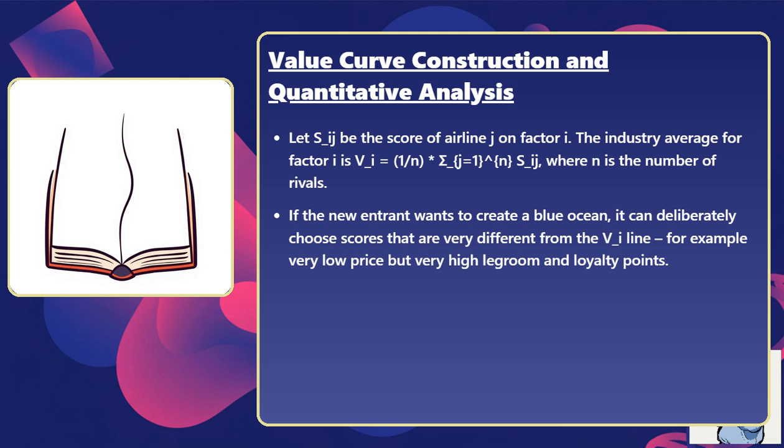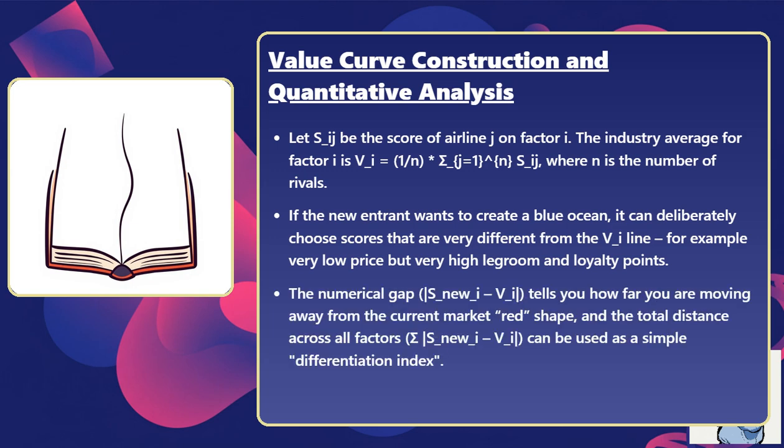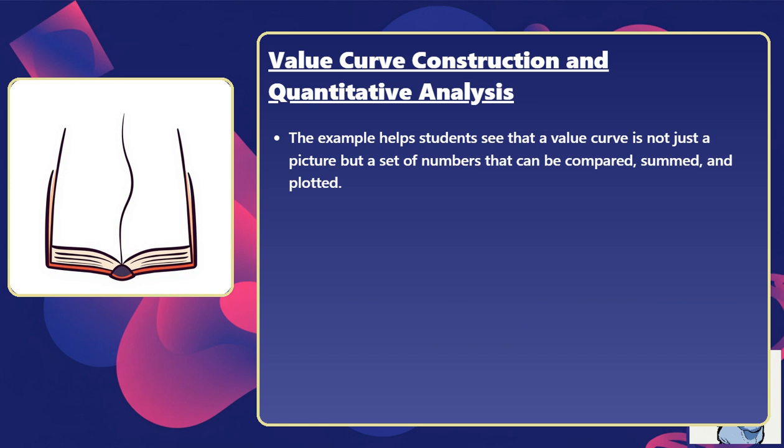If the new entrant wants to create a blue ocean, it can deliberately choose scores that are very different from the V_i line. For example, very low price but very high legroom and loyalty points. The numerical gap, |S_new,i − V_i|, tells you how far you are moving away from the current market red shape. And the total distance across all factors, Σ|S_new,i − V_i|, can be used as a simple differentiation index. The example helps students see that a value curve is not just a picture, but a set of numbers that can be compared, summed, and plotted.